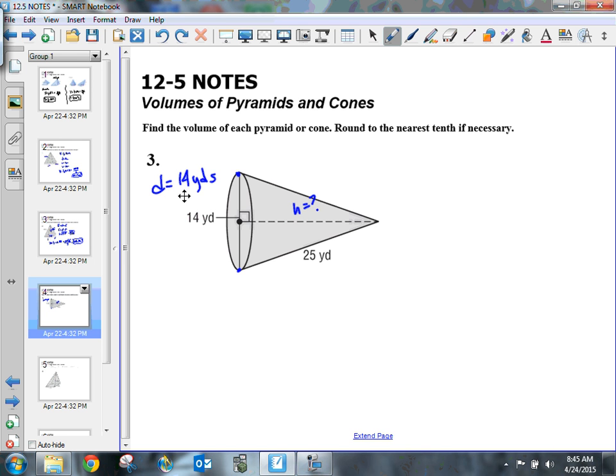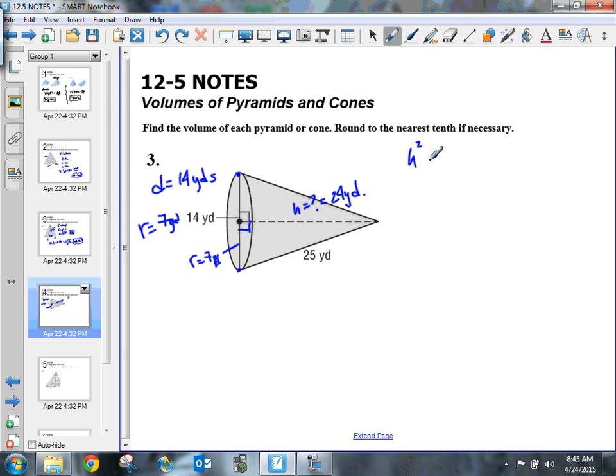So my diameter is equal to 14 yards. If my diameter is 14 yards, then what's my radius? Well, that's just half of my diameter, so it's 7 yards. So I'm going to come over here and label this as r is equal to 7 yards. Now, this is still a right triangle created right here. If you remember these numbers, 7, 24, 25, if I see a right triangle with 7 and 25, I automatically know that my height is 24 yards. And that's because this is a Pythagorean triple.